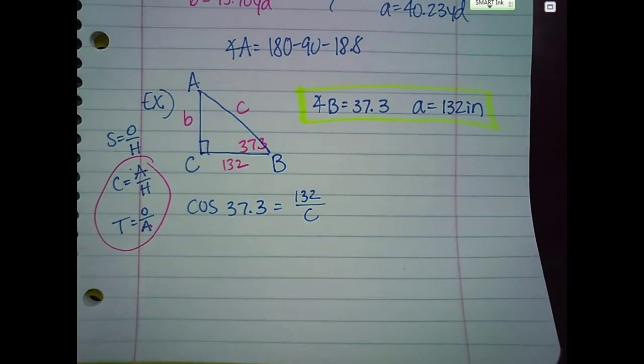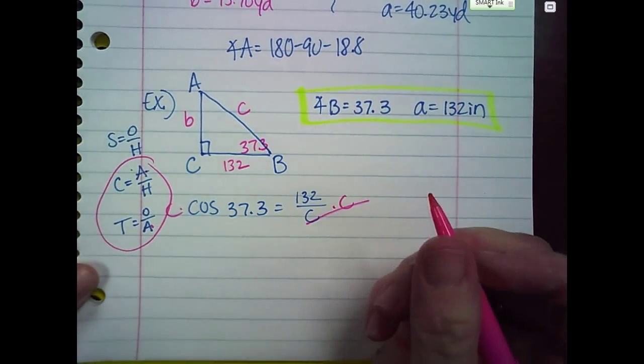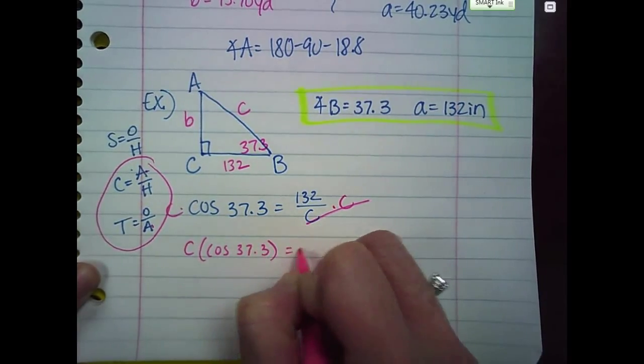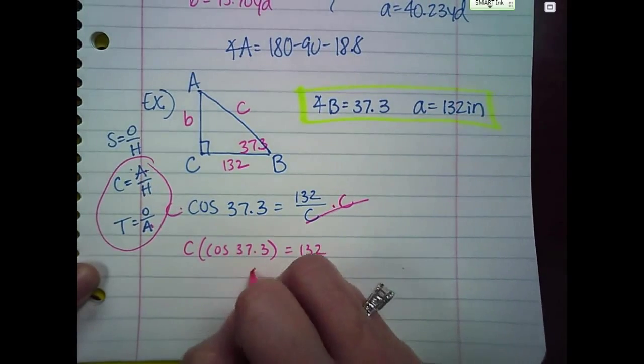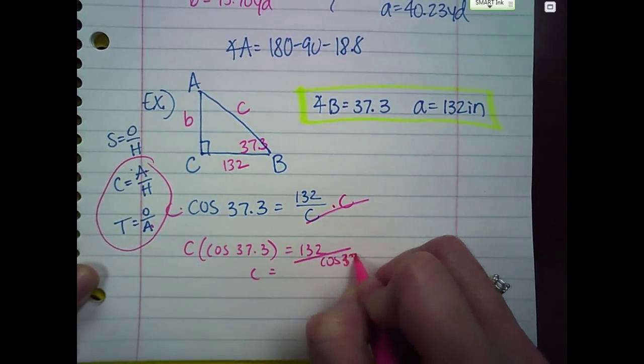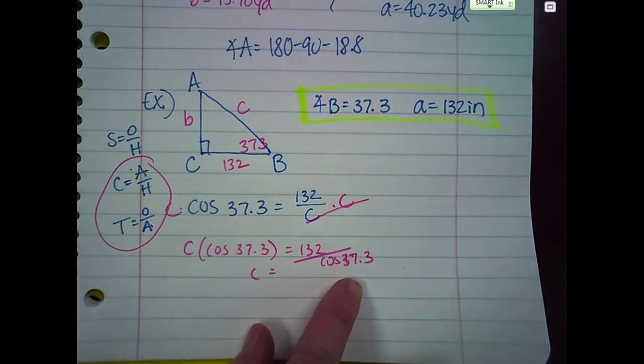Now this is the yucky one, but the C is on the bottom. So you're going to multiply this by C and this by C. So C times cosine of 37.3 equals 132. So technically, to find C, you have to divide this by cosine of 37.3. So 132 divided by cosine of 37.3.